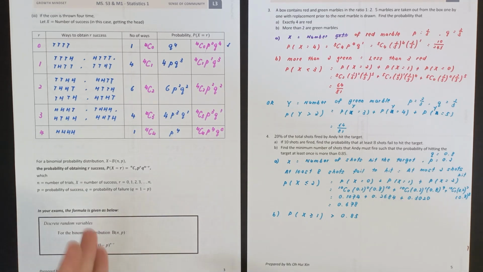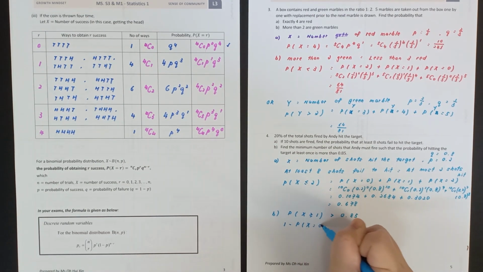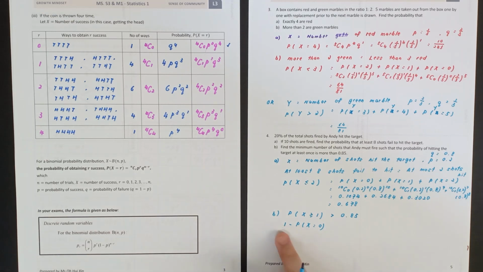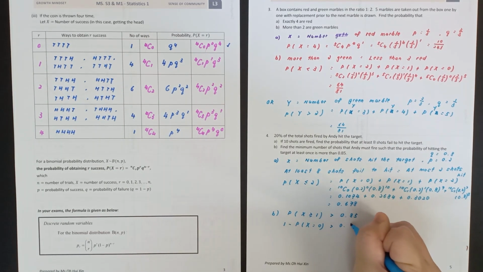Instead of doing 1 to n, we try to do 1 minus the one that we don't want. In this case, what is the condition that we actually don't want? It is when I have nothing hit. Correct? I hope you can get it. At least once means I do not want the situation where I have hit 0. So I use the complement: 1 minus P(X=0) greater than 0.85.